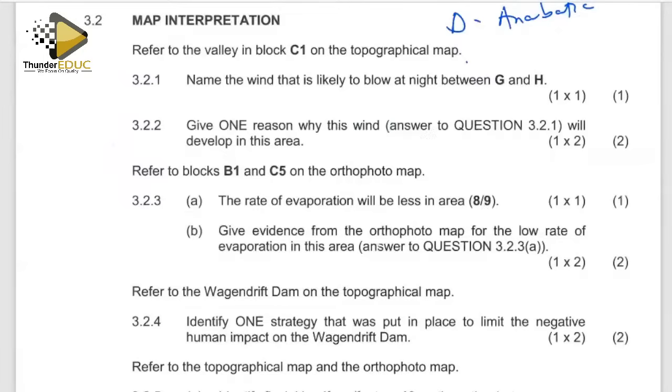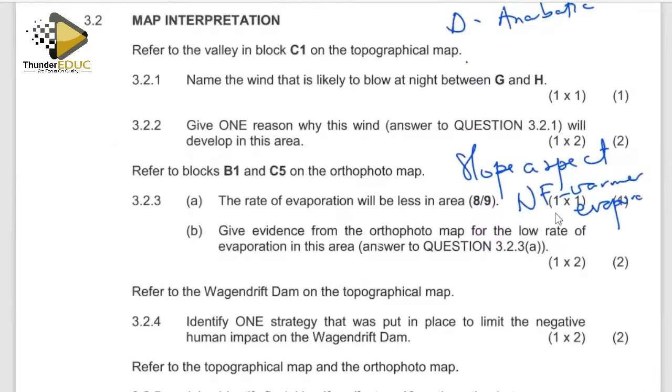Right, the rate of evaporation will be less in area 8 or 9. With that, we refer to slope aspect. You need to check on slope aspect on the map. When you're talking of slope aspect, you are looking at the inclination of slopes. Which side is faced by the slope? In the southern hemisphere, we know well that north-facing slopes are warmer, and that is where we're likely to have high evaporation. If it's a south-facing slope, it means they are cooler, and then there will be less evaporation. That is the justification to that question.